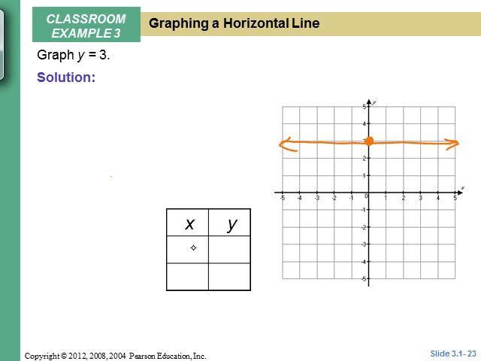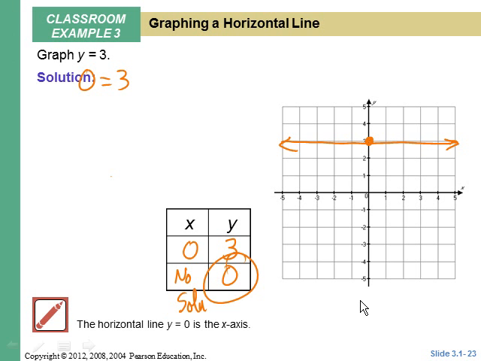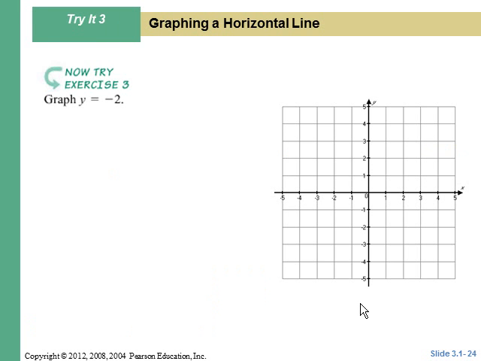Okay, so if I tried, x is 0, y is 0. Okay, well, if x is 0, y is 3. But if y is 0, 0 equals 3, you can't do. There is no solution. So you can't cross the x-axis. You can only cross the y-axis. Okay, let's look at the next one.